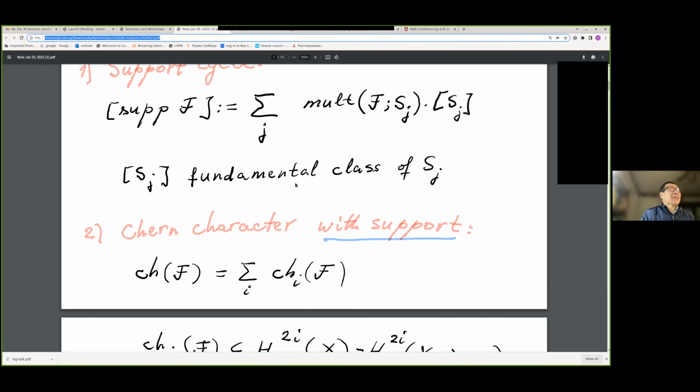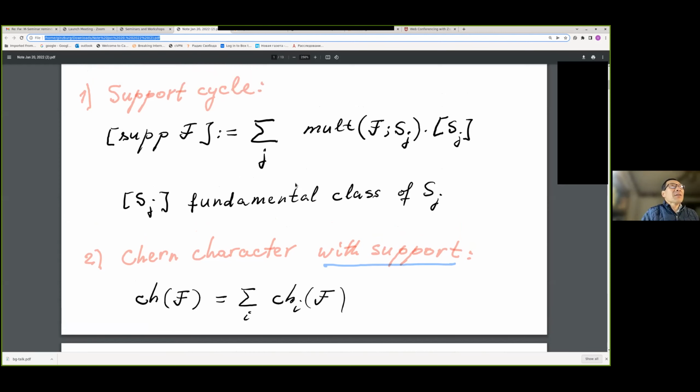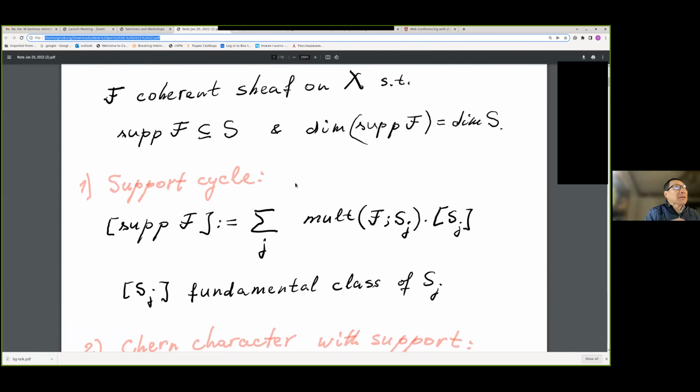Yes, let me stop you. How is the multiplicity of the S_j defined? Okay, yeah. It's general commutative algebra. Let's assume that everything is affine. So our X is an affine variety. Then S is also a closed affine subvariety. We replace all our varieties just by the commutative algebra of global sections. The functions on S_j form just a commutative ring, and F becomes a module.